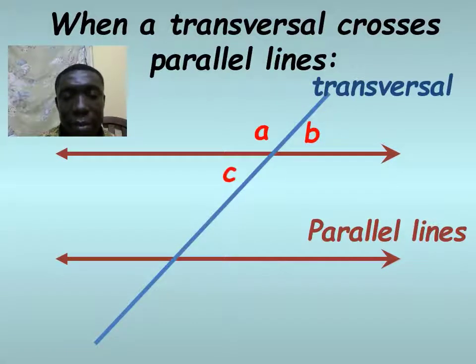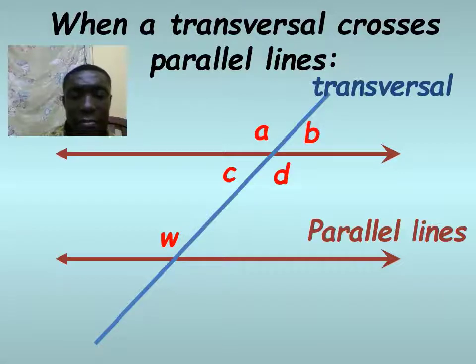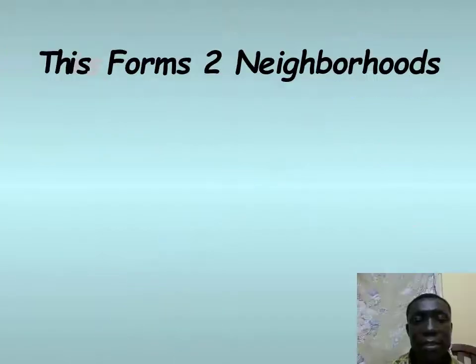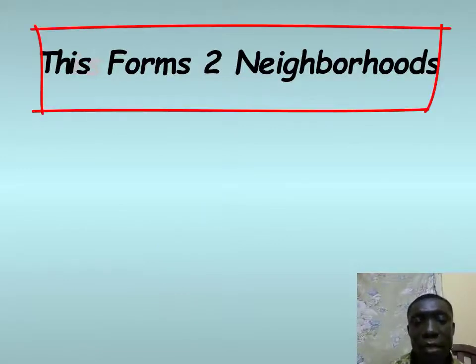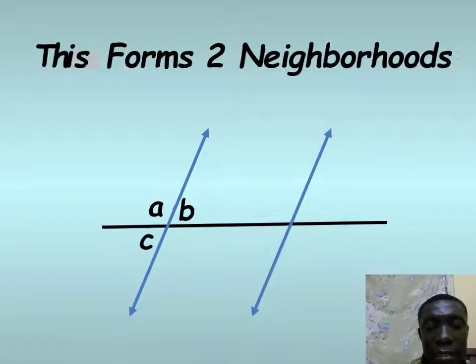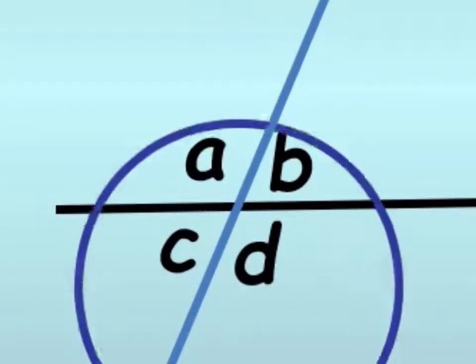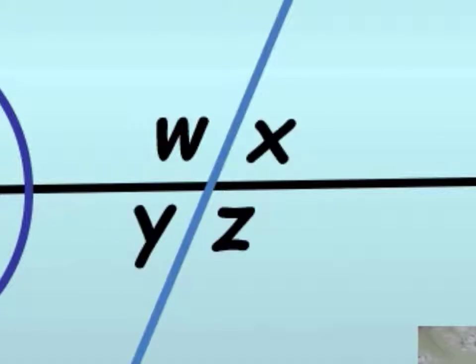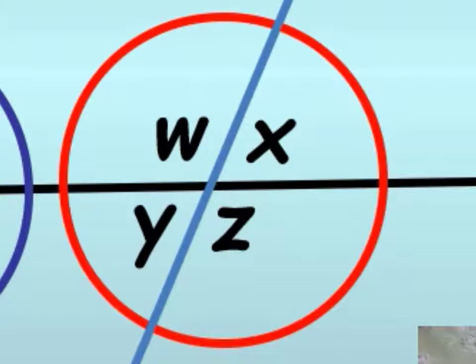Angle A, angle B, angle C, angle D. Then we have angle W at the other neighborhood, angle X, angle Y, angle Z. This forms two neighborhoods. So whenever a transversal line crosses parallel lines, we have two neighborhoods. Angle A, B, C, D form one neighborhood. At the same time, angles X, Y, W, and Z form another neighborhood.